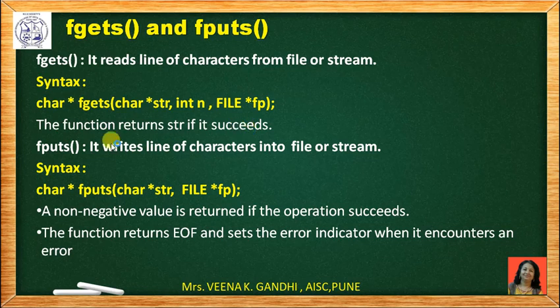Next function, fputs. This function writes a line of characters into a file or string. Syntax: fputs(char *str, fp). So str already stores some line, and we want to write that line into the file. Here the file pointer is open in write mode, and for fgets the file pointer is open in read mode. A non-negative value is returned if the operation succeeds. Otherwise, the function returns EOF if an error occurs.